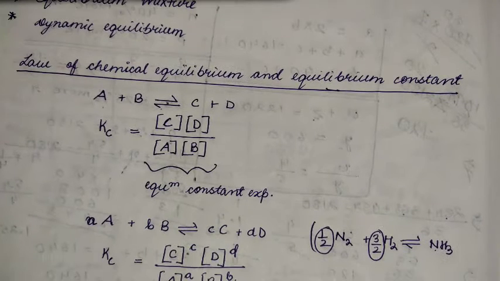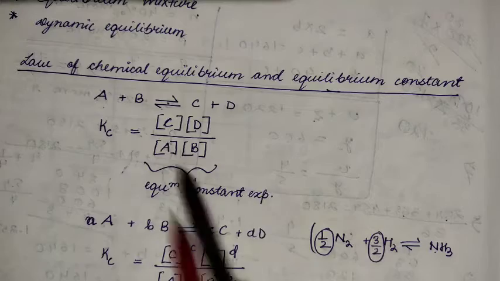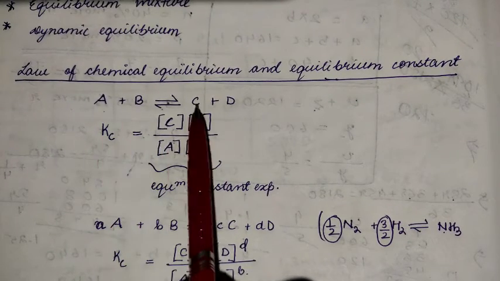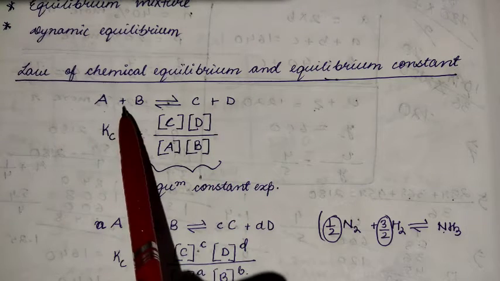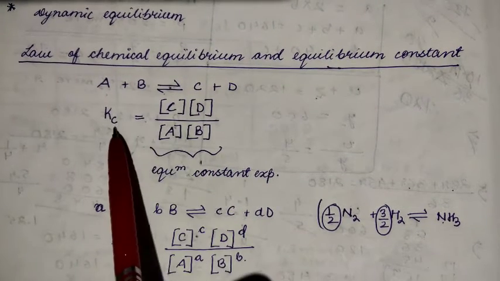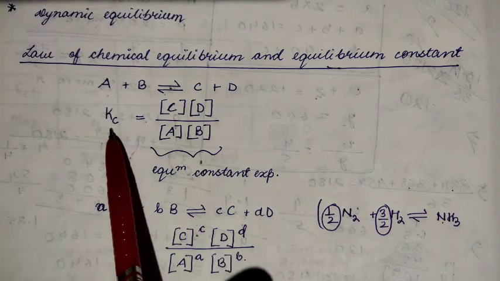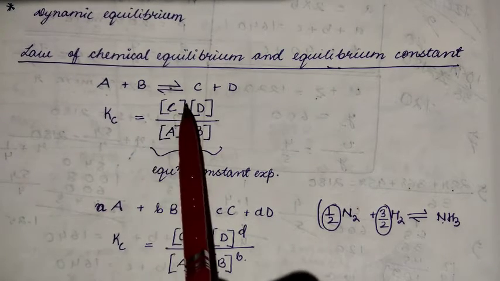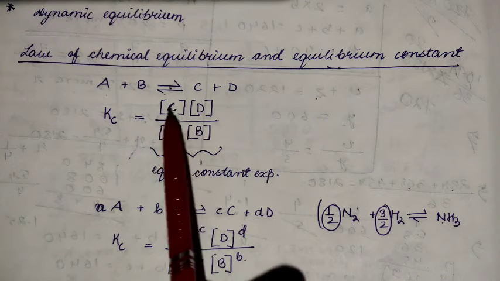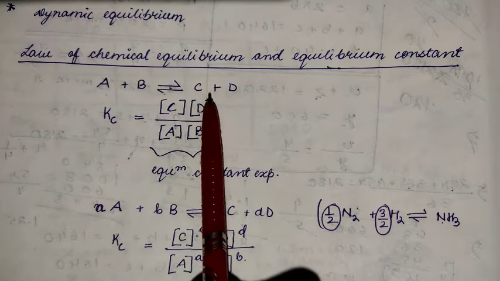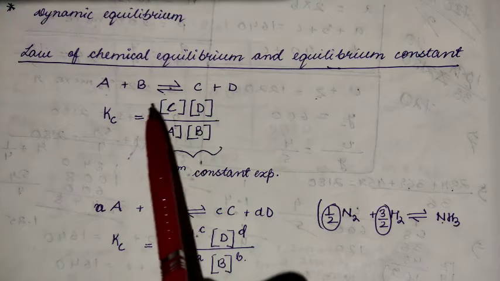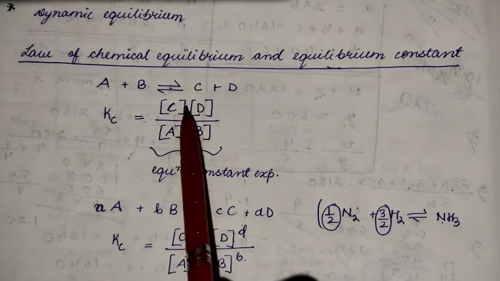Now let us talk about the law of equilibrium, chemical equilibrium and equilibrium constant. As we have already considered the reaction A and B reacting to give us C and D, reverse C and D is reacting to give us A and B. Okay, now when we talk about the equilibrium constant, it is equal to the multiplication of the concentration of the products. Now you don't get confused, here it is plus, okay, because it's a reaction. But when you talk about the equilibrium constant, you cannot put a plus here.